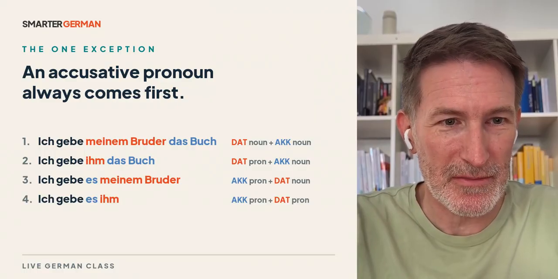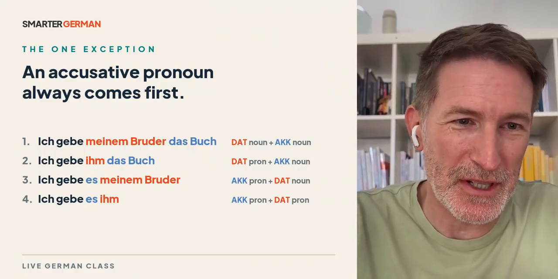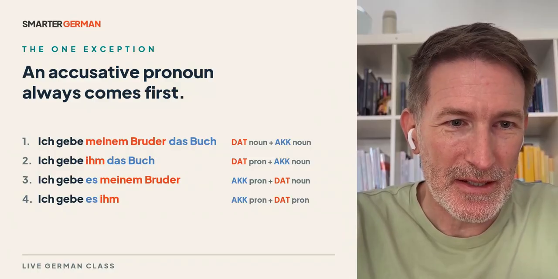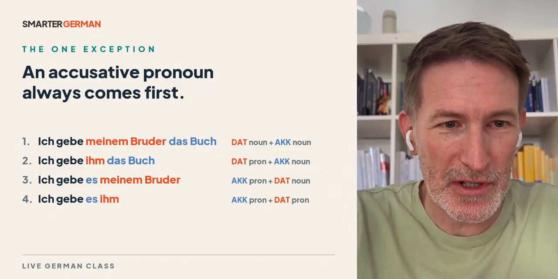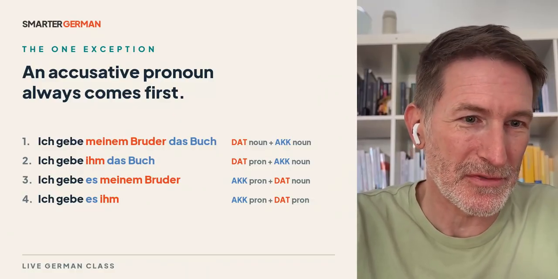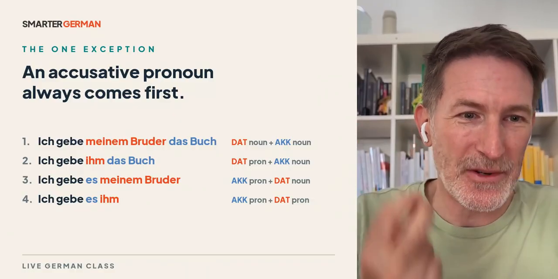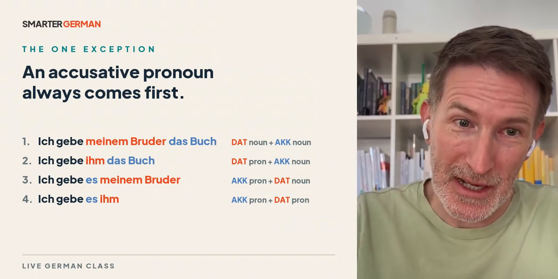When you see that, the rule is possibly redundant, but you see that in 1 and 2, the order is dative before accusative. In 3 and 4, you have the accusative pronoun. That means it comes first.